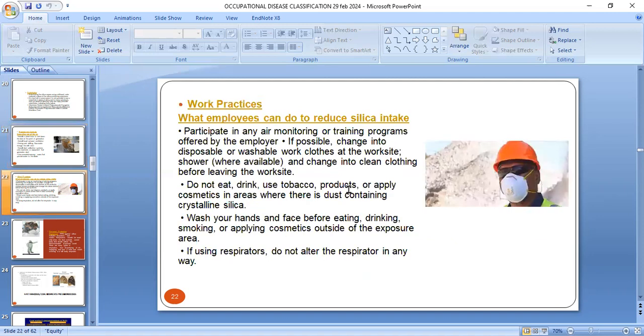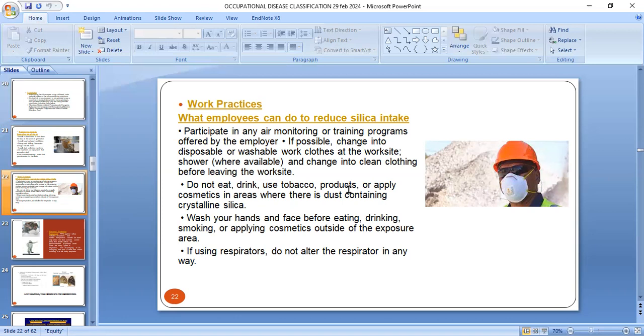Work practices. What can employees do to reduce silica intake? They have to participate in any air monitoring or training programs offered by the employer. If possible, change into disposable or washable work clothes at the work site. He needs to take a shower and change into clean clothing before leaving the work site.